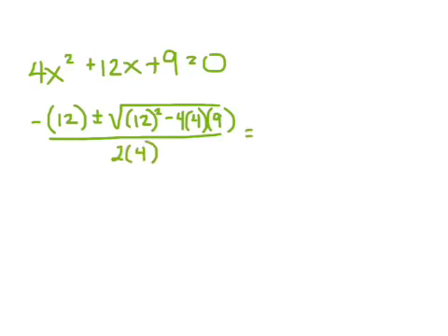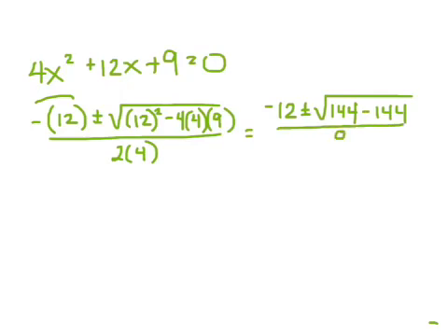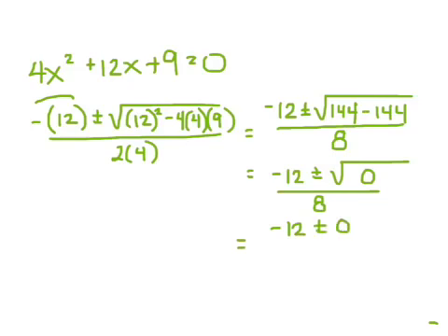A negative with a positive on the outside makes it negative. And then 12 squared is 144. And then negative 4 times 9 is also negative 144. Now the reason why it was negative in that case is because I only have one negative there. And on the bottom, 2 times 4 is 8. Inside the square root, I end up getting negative 144, or 144 minus 144, which is 0. And the square root of 0 is 0. So I end up with negative 12 plus or minus 0 over 8.